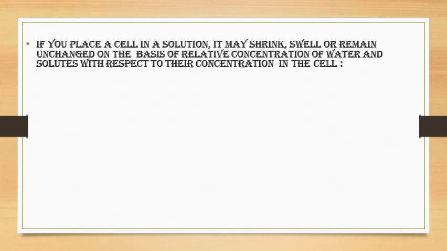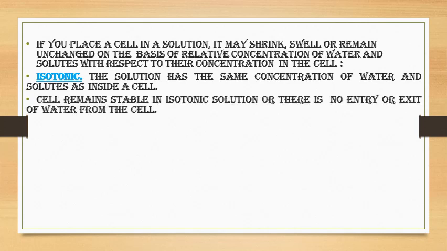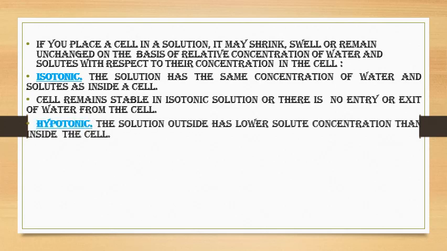If you place a cell in a solution, it may shrink, swell or remain unchanged on the basis of the relative concentration of water and solutes with respect to their concentration in the cell. Isotonic. The solution has the same concentration of water and solute as inside a cell. Cell remains stable in isotonic solution, or there is no entry or exit of water from the cell.